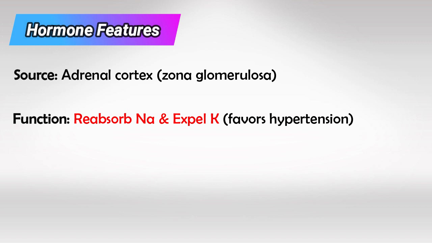We get aldosterone from the zona glomerulosa of the adrenal cortex. Aldosterone reabsorbs sodium and expels potassium. And remember, wherever sodium goes, water will follow. It basically decreases water in the urine and increases water in the plasma. Think of it as a reverse P.